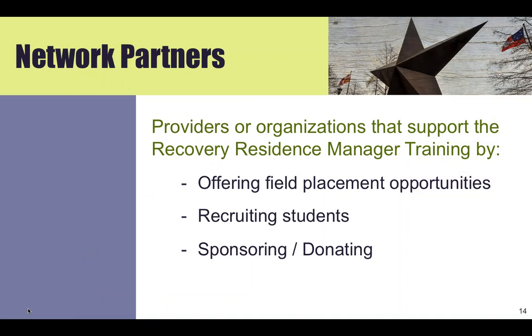Also, I wanted to acknowledge our network partners. These are organizations that support the Recovery Residence Manager training. That may look like them offering field placement opportunities. That may look like them helping recruit students, as well as sponsoring and donating.